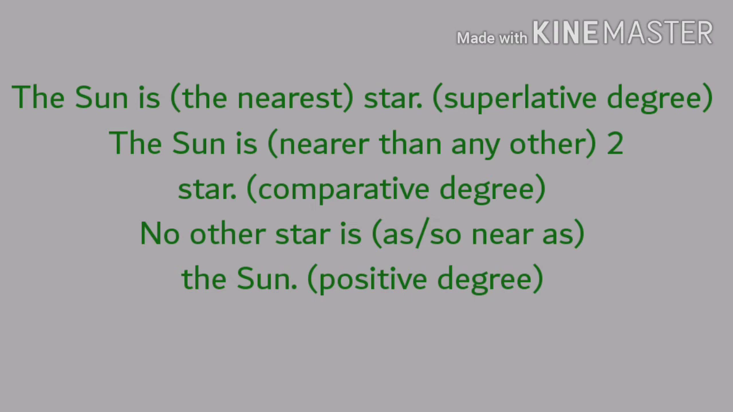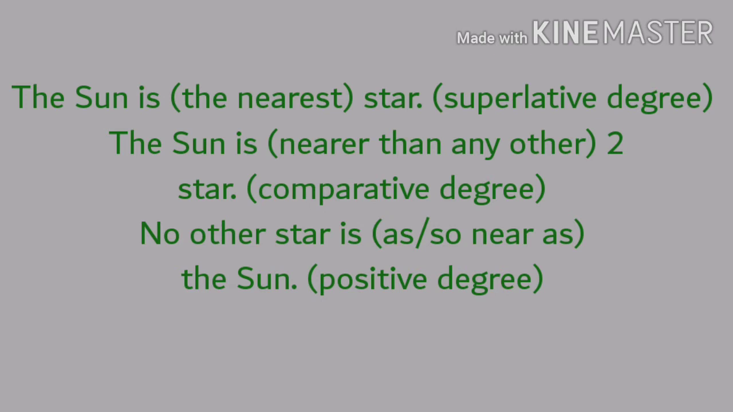The sun is the nearest star, that is in the superlative degree. What we have to do is remove the superlative word as well as the, and fix nearer, the comparative word, plus than, plus any other. So instead of the plus nearest, we add nearer plus than plus any other. So the sun is nearer than any other star, comparative degree.